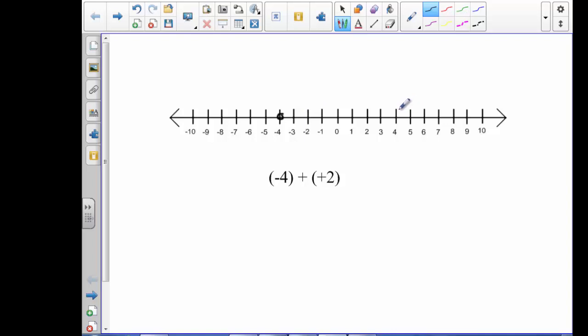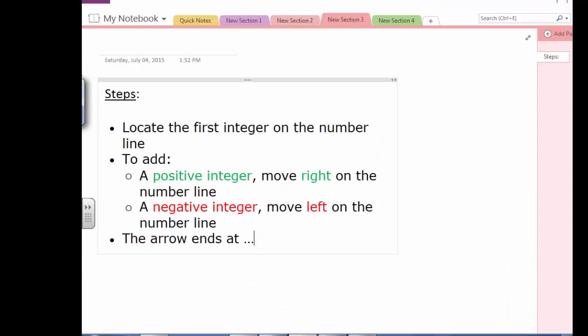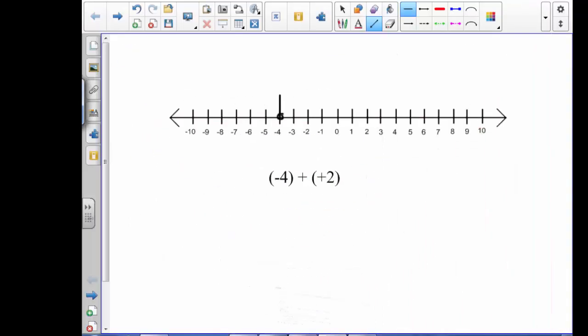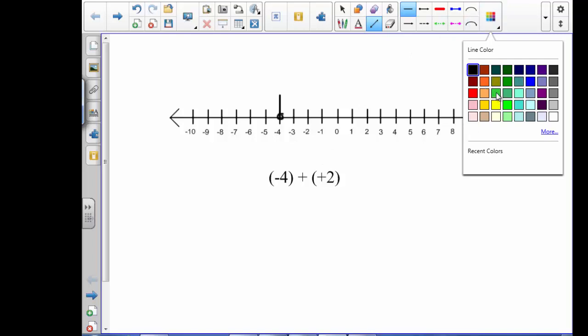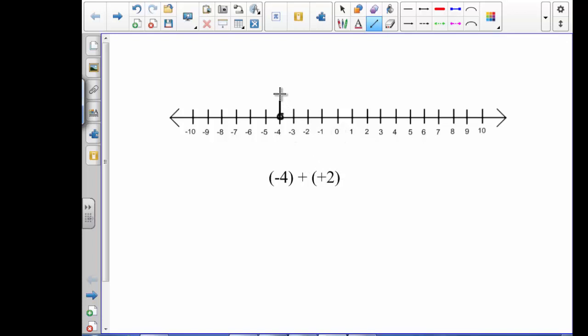I'm going to move a little bit up to create space for myself, because we are adding another integer. We are adding what? Positive 2. This positive 2, because it's positive, means I'm going to move to the right. Now, do I go to positive 2? No. I move to the right on the number line 2 steps. I don't go to positive 2, I move only 2 steps. So I'm going to use the green because we are going to the right side. 1 and 2.